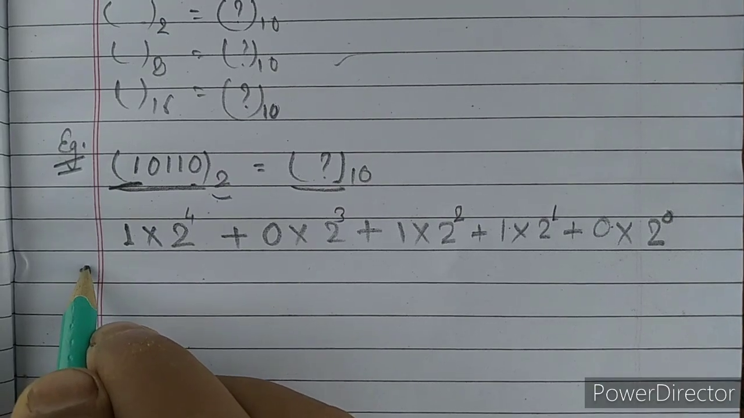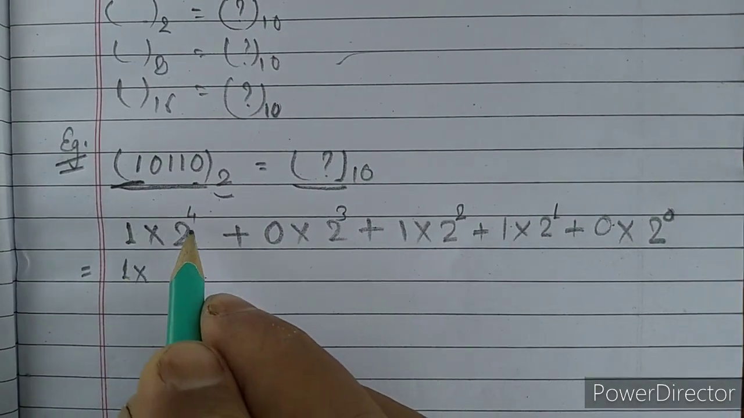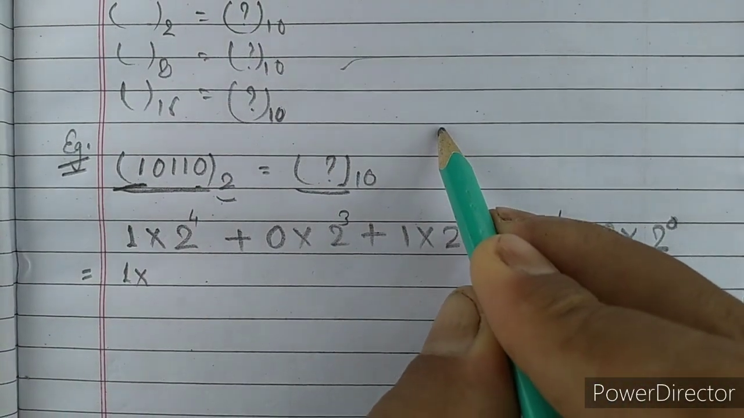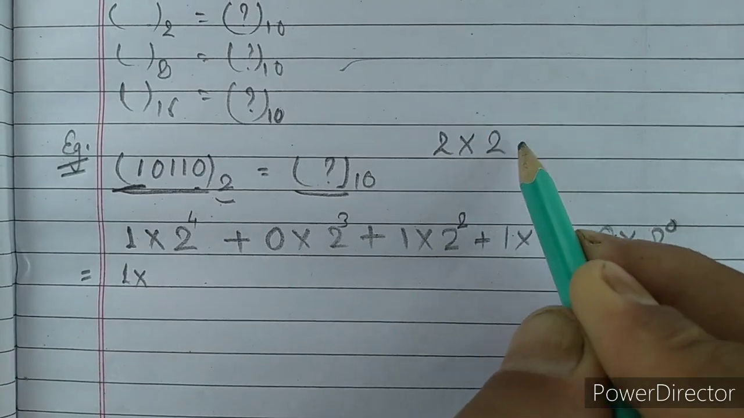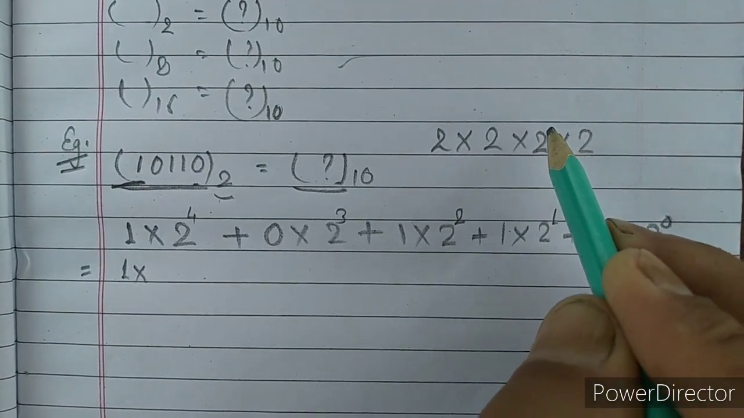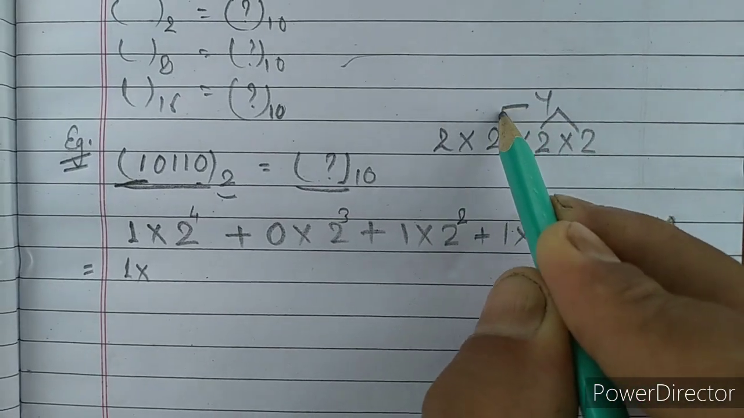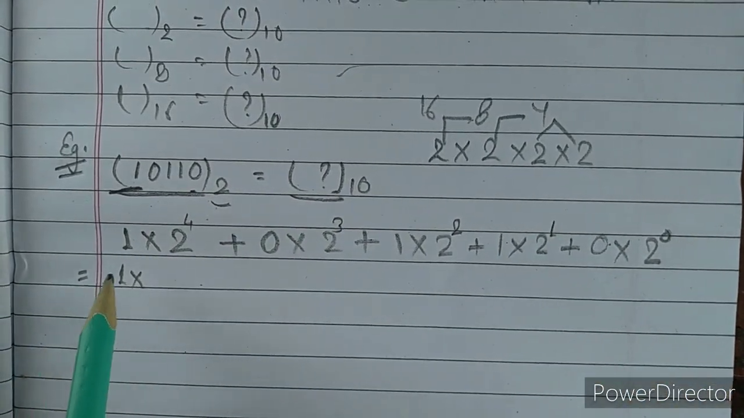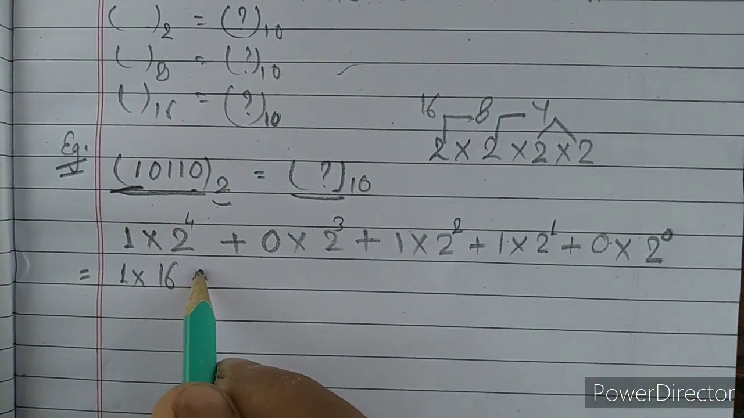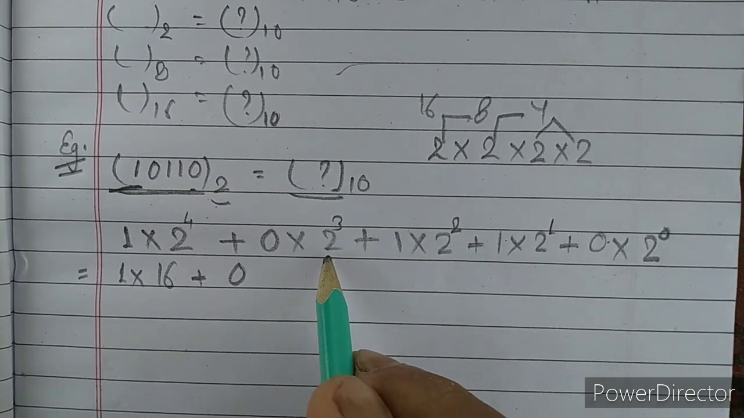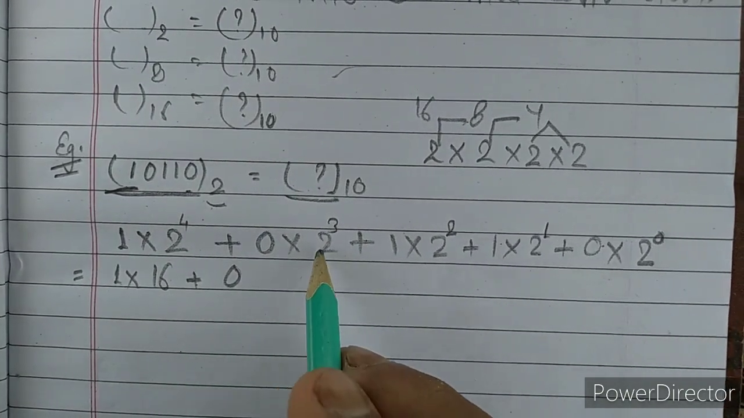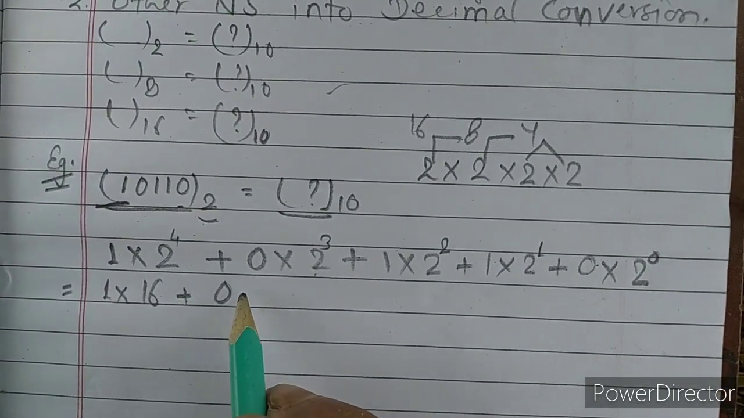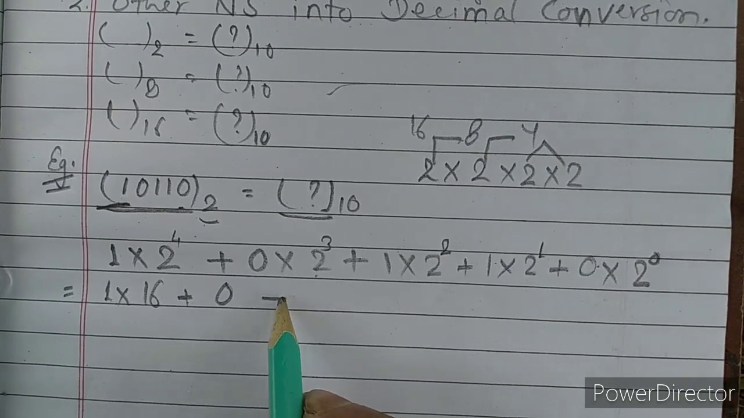Let's calculate the same way. 1 into 2 power 4. 2 power 4 is a very simple way: 4 times 2, so 2, 4, 8, 16. So 2 power 4 means 16. Plus 0 into 2 power 3, which means 8, but you don't need to calculate this, because if you multiply by 0, it is directly 0. We can omit this, or you can just write 0.